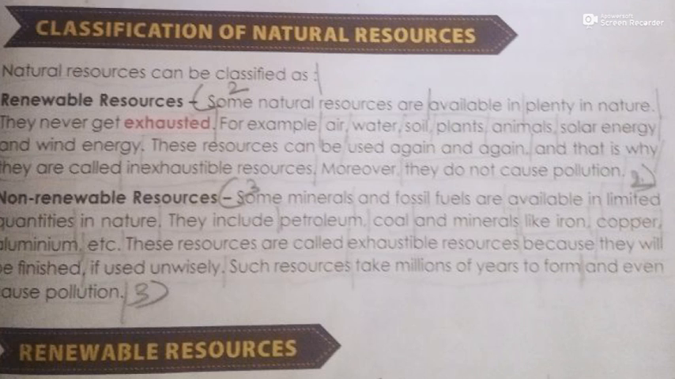For example, air, soil, plants, water, solar energy, wind energy. These are renewable resources because we get all these things in plenty. Plenty means we get more air, isn't it? Air cannot be finished anywhere. So air is available everywhere. The same way, the sun, the solar energy is available in plenty.